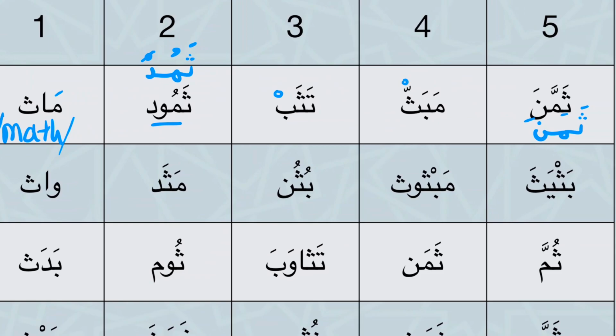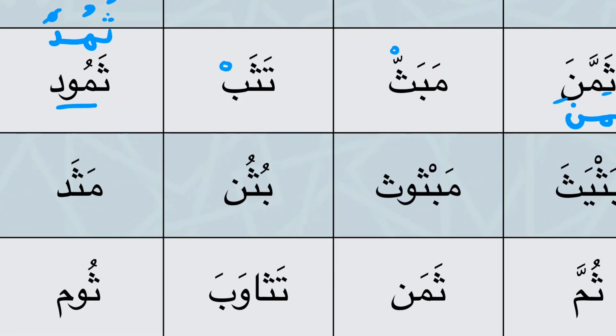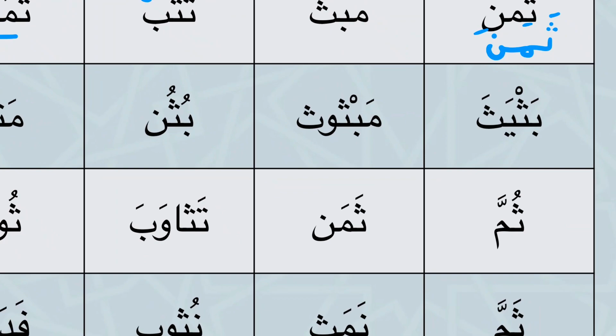Number 4, mabsuth, yes. And again, for people who are listening, the th here basically has no haraka. Why? Because we know that the waw now is indicating it's a long vowel. So it's mabsuth, mabsuth, mabsuth.